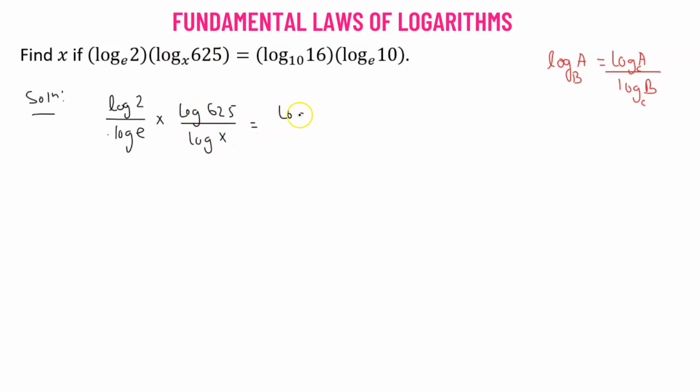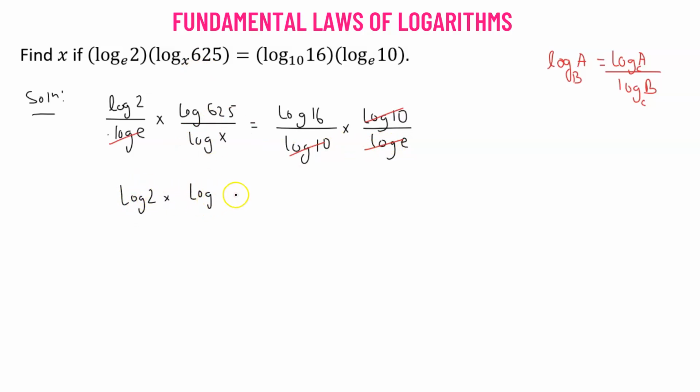That will be equal to log of 16 divided by log of 10 multiplied to log of 10 divided by log of e. So a few of the terms will cancel out. So log of 10 goes away. The log of e and log of e will go away. Now we will have log of 2 times log of 625.